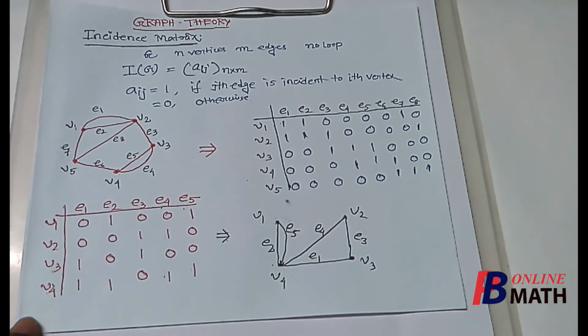So in this part we have considered incident matrix of undirected graph. In the next part we shall discuss incident matrix for directed graph.